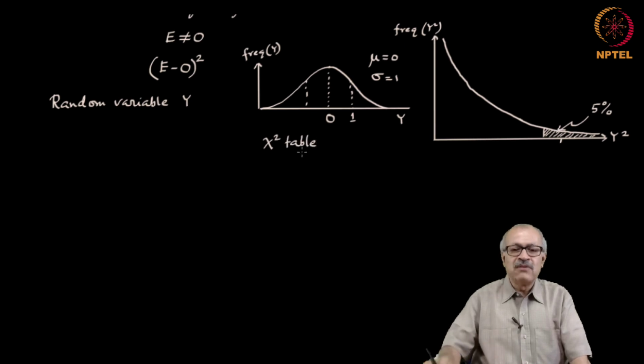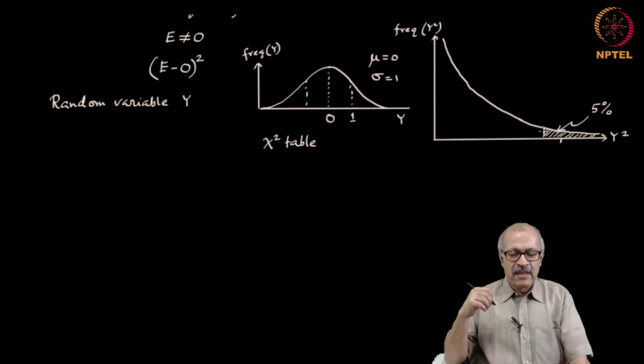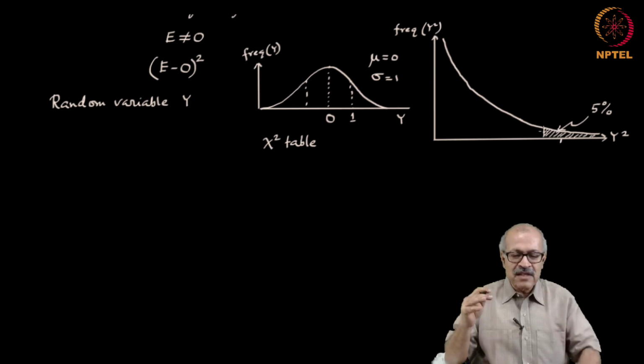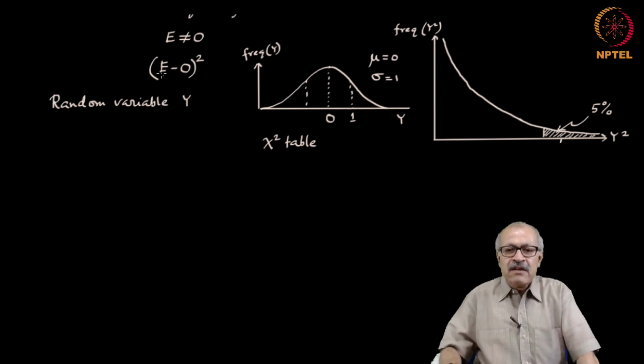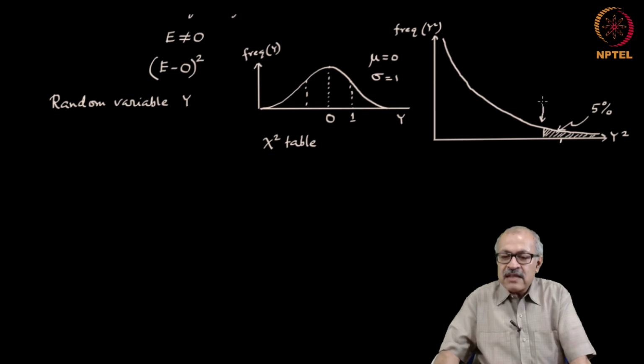I will show how the chi-square table looks, but the point is that the chi-square table would be referred to find out what value of chi-square is necessary in order to reject a hypothesis. So, this is how we would proceed. Now, if you consult the chi-square table, then you will find that 5% area lies beyond a chi-square value of 3.841.